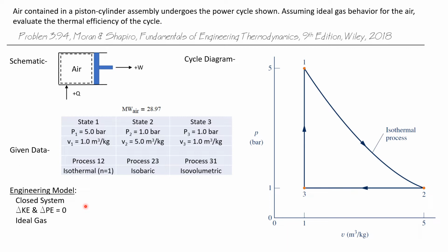We'll create an engineering model for this cycle. Clearly, we have a closed system. We'll ignore any changes in kinetic or potential energy, which are probably truly zero anyway, and we'll treat air as an ideal gas. And what we are asked to find is the thermal efficiency of the cycle.